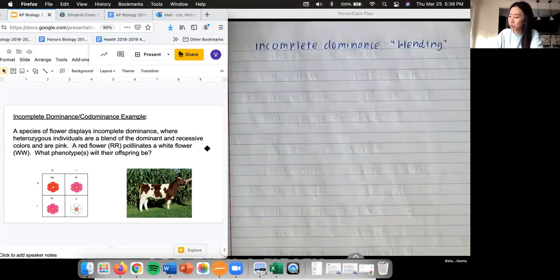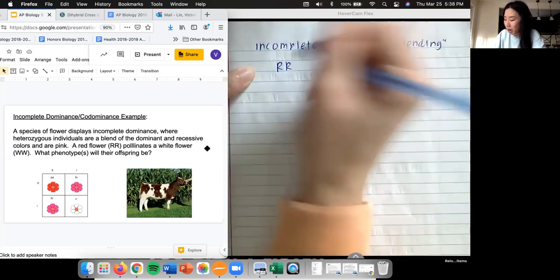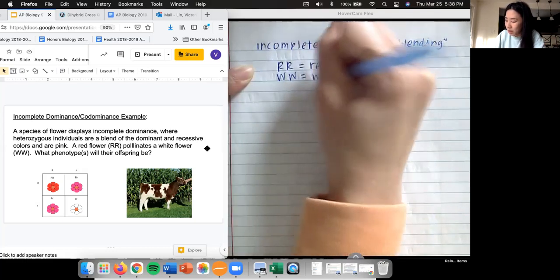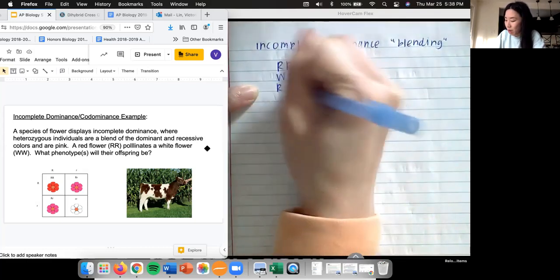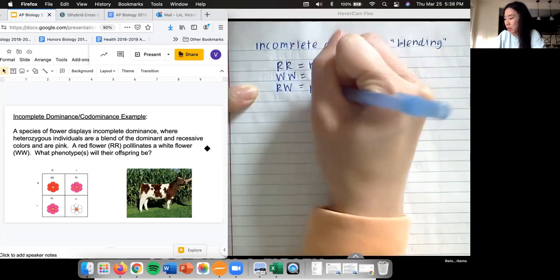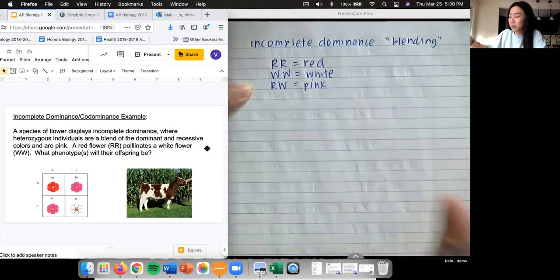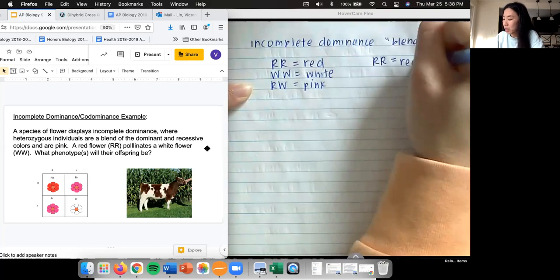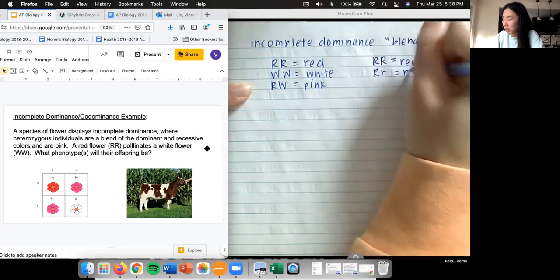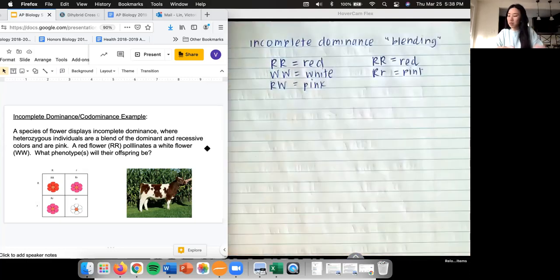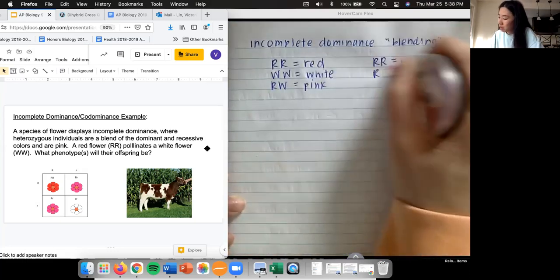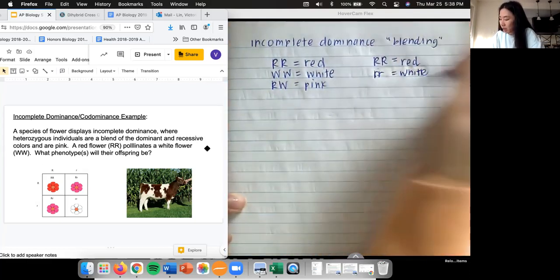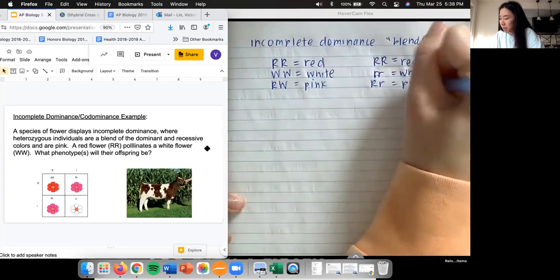Sometimes you can use 2 different notations, like RR equals red, WW equals white, and then a mix of them. So if it was RW, heterozygous, it would be pink. Other times you can just keep it simple and use our same notation where you have dominant, like this is red, equals pink. Oops, sorry, I should keep this consistent. Lowercase r equals white. And then if you had heterozygous, it would be pink.